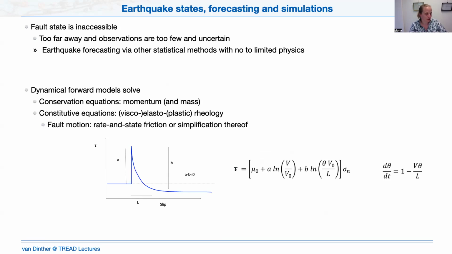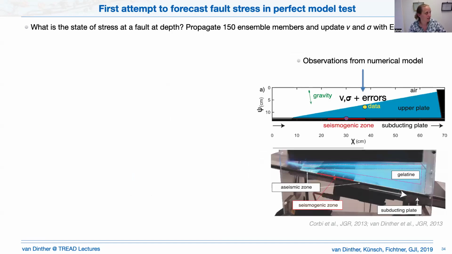So what we do in terms of the physics-based simulation is use dynamic forward models, solving the conservation of, well, it depends on which one I show, but it's essentially the conservation of momentum and mass that is most relevant, with different constitutive equations, so different rheologies, which can be either fully elastic or viscoelastoplastic, and different frictional formulations, either rate and state friction or a simplification thereof. We've discussed that endlessly, so I won't go too much further into that here.